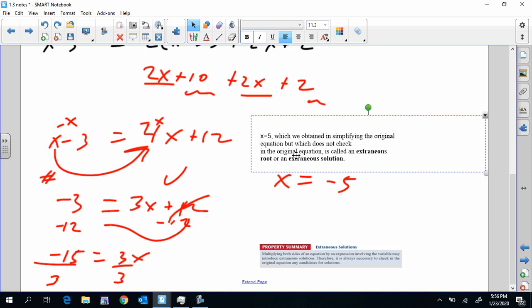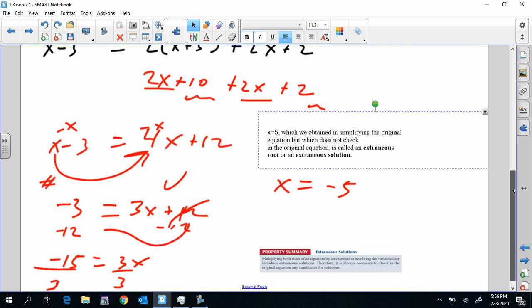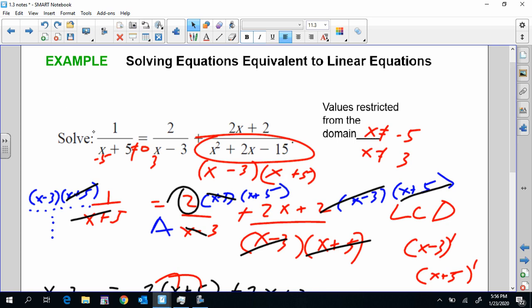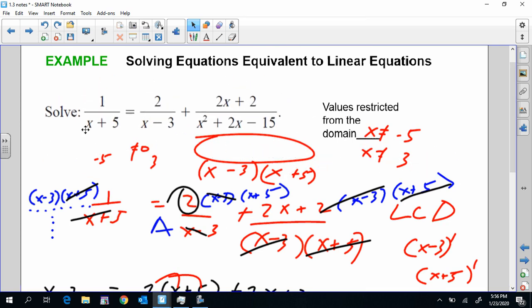x equals negative 5, that we just obtained by simplifying the original equation. It doesn't check. I can't plug it back in and make the statement true because it's restricted. It's one of the values we identified as restricted from the domain because it would make you divide 1 by 0. That dog won't hunt.